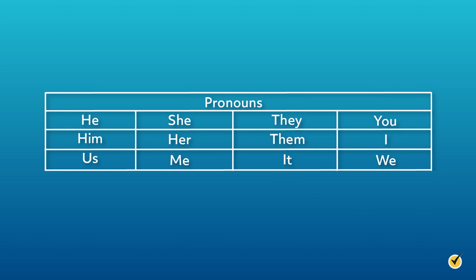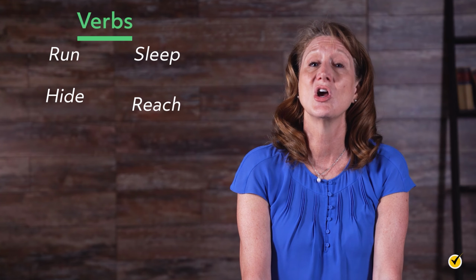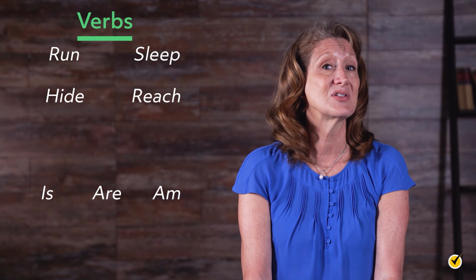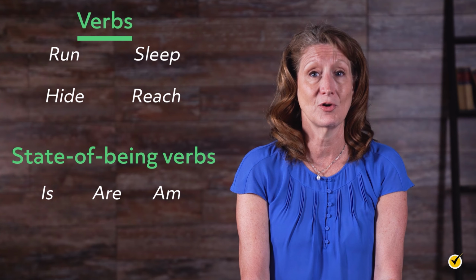Our third part of speech is verbs. Verbs are words that describe an action or state of being. For example, run, sleep, hide, and reach are all verbs because they describe an action taking place. Is, are, and am are examples of state of being verbs.